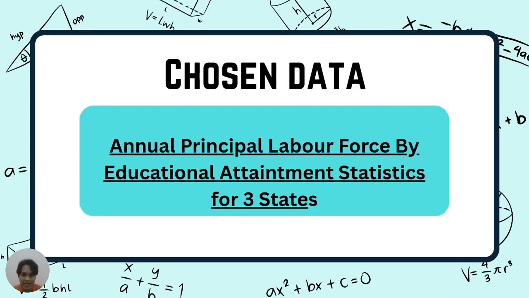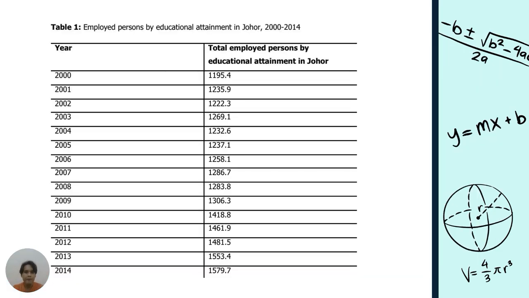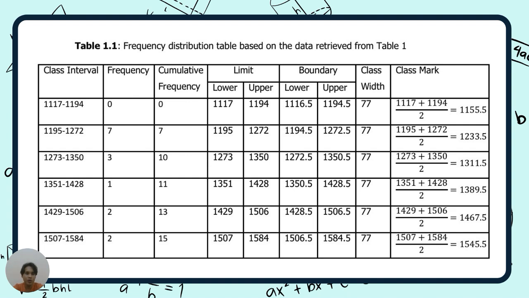So our chosen data, as I just mentioned, is the annual principal labor force by education attainment statistic for these three states. As you can see, we provided the data for each year for the employed persons by educational attainment in Johor from 2000 to 2014, for each state actually. So this is the Johor part. We have 15 data for 15 years, and also this is our frequency distribution table. We provided this table for each state.